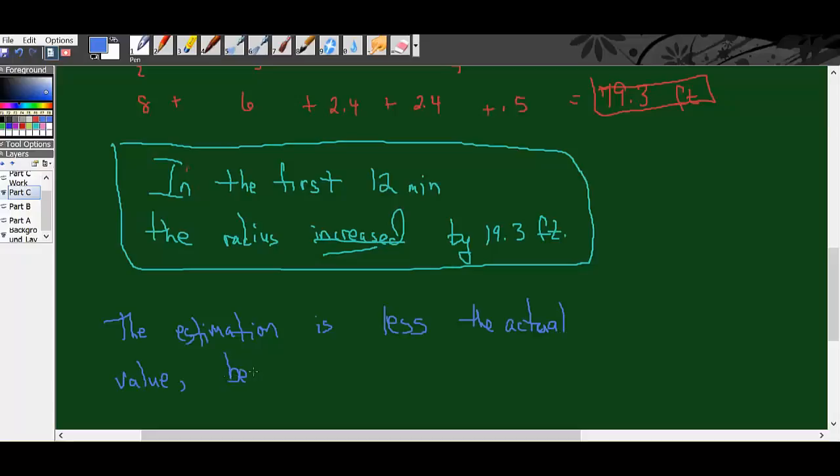because r prime of t is a decreasing function. And when you take a decreasing function, the right-hand sum is always going to be too little. See that? So for a decreasing function, the right-hand sum will always be too little. You could even include a sketch like this to indicate complete understanding.